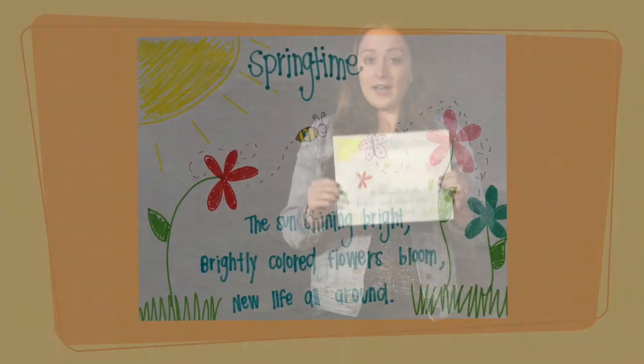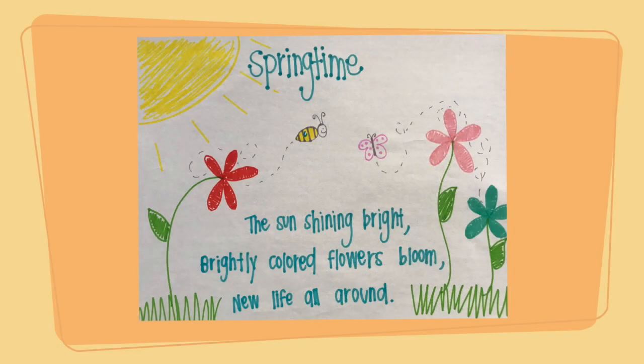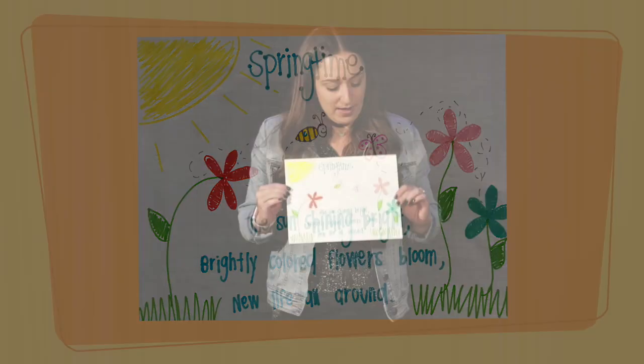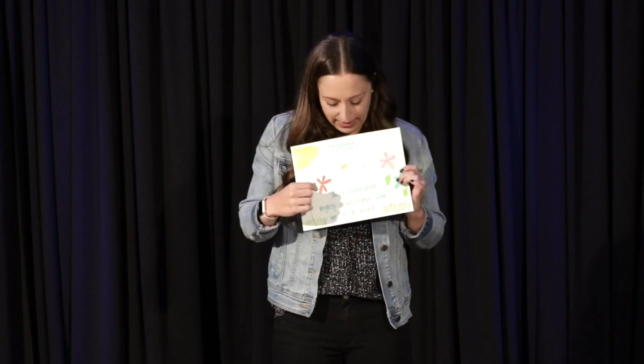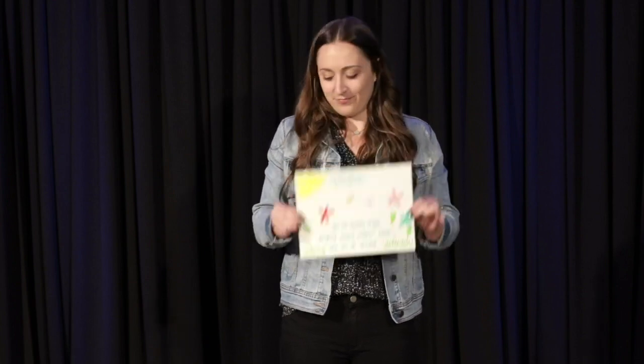So you can see here that I wrote the title of my poem, Springtime. I wrote my 3 lines of my haiku, and I drew a picture that matched the words in my haiku. This is kind of what I imagined when I closed my eyes and imagined springtime. I have my brightly colored flowers growing, I have my big sunshine, and I have a butterfly and a bee just kind of showing life buzzing around and waking up in the springtime.